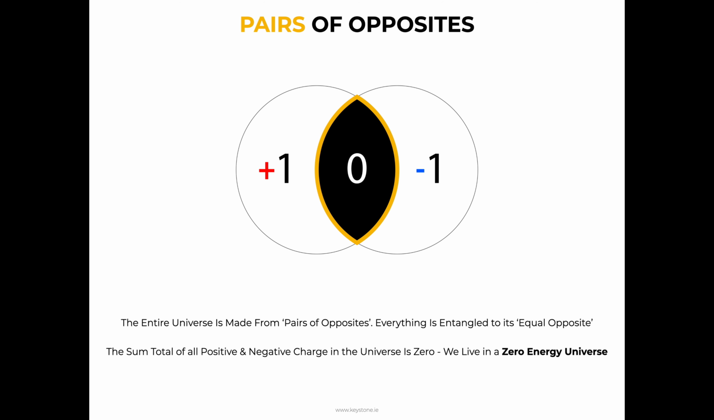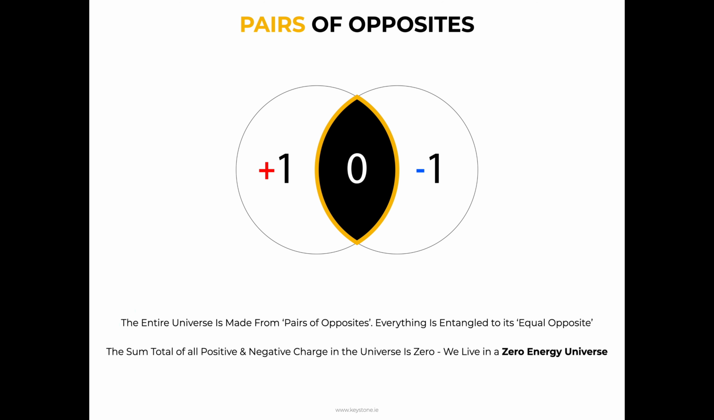The entire universe is made from pairs of opposites. Everything is entangled to its equal opposite. The total of all positive and negative charge in the universe is 0. We live in a zero energy universe, which means there is the exact same amount of energy in the universe today as there was 10 billion years ago. No more, no less. If something cannot gain or lose energy, it cannot age. Aging occurs when we lose energy. It's called entropy.